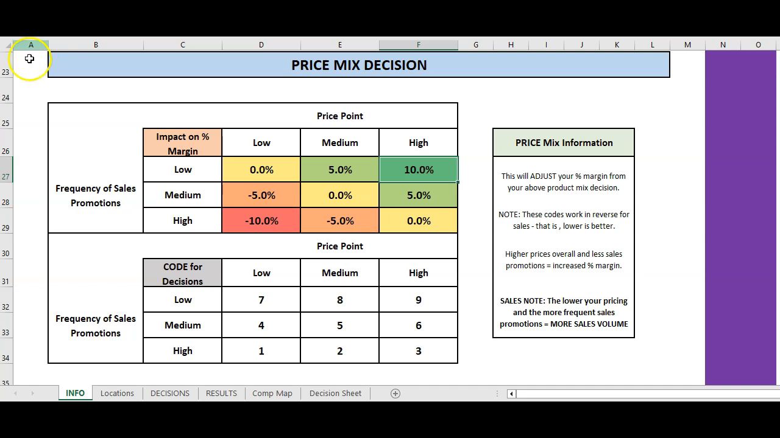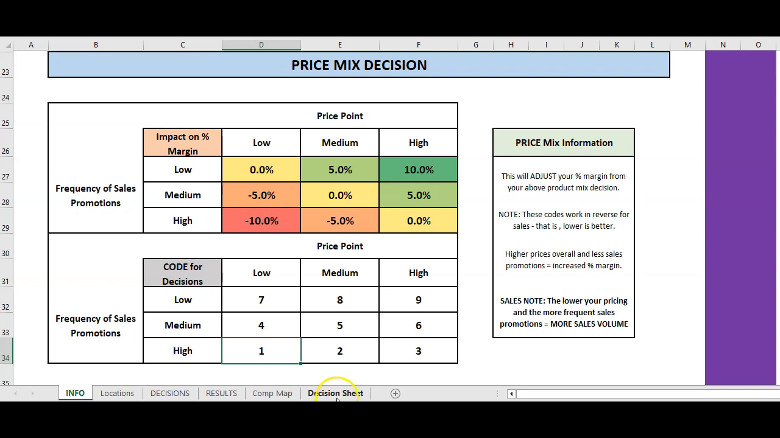But price is different, because the lower the price, the more sales. So it works in reverse. Every other configuration, 9 will maximize sales. However, in this case, price, we want a low price, or the consumer wants a low price. So 1 will maximize sales.